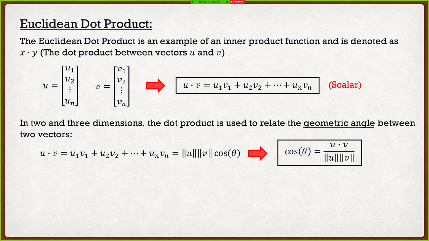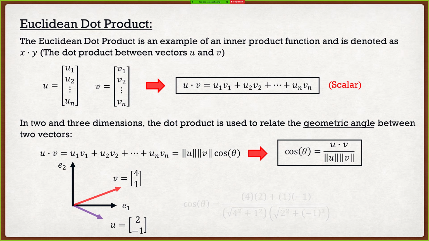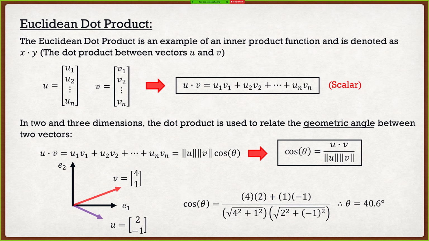So what exactly does this look like? Well, let's say that we have two vectors yet again. Exact same vectors from before, where v is (4, 1) and u is (2, -1). Well, we can say that cosine of theta is equal to the dot product, so 4 times 2 plus 1 times negative 1, divided by the norm of v times the norm of u. Therefore, we can solve for theta, which is 40.6 degrees. That means that our angle between these two vectors is 40.6 degrees. So that's what an inner product function is, or more specifically for us, our Euclidean dot product. It gives us a nice geometric relationship between two vectors in the space.